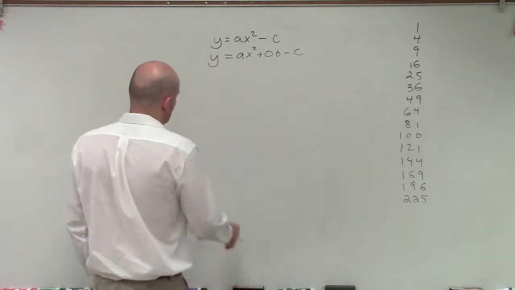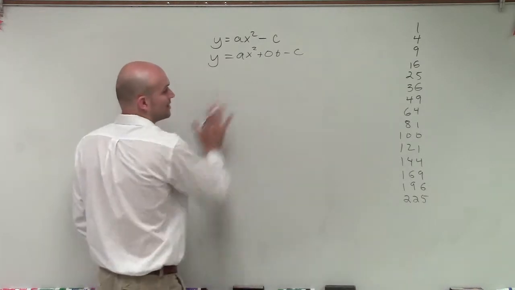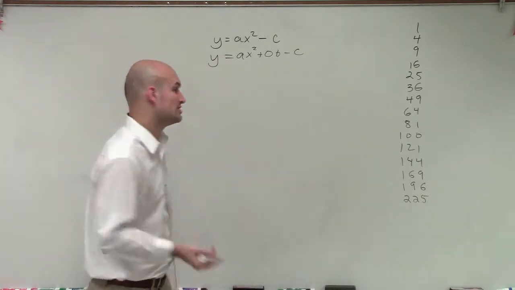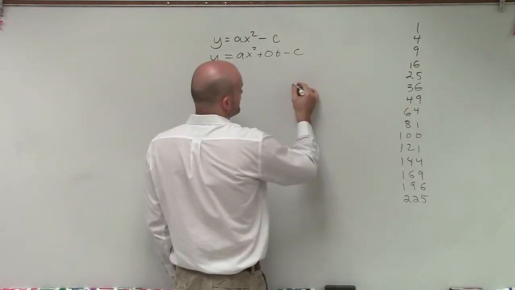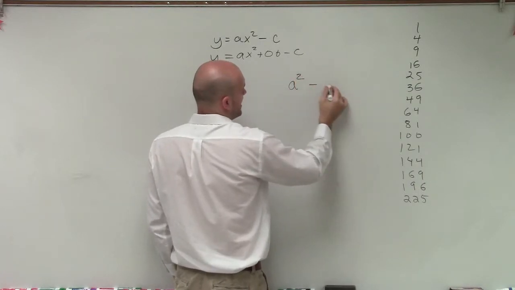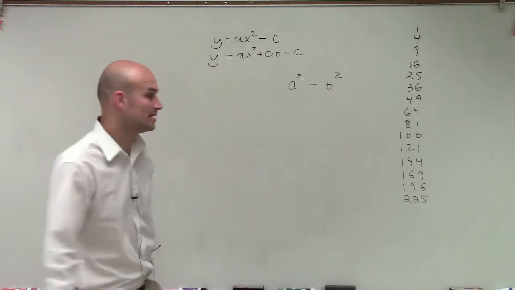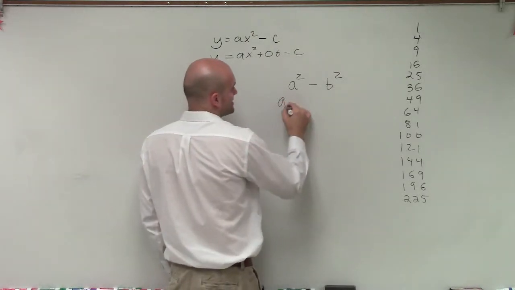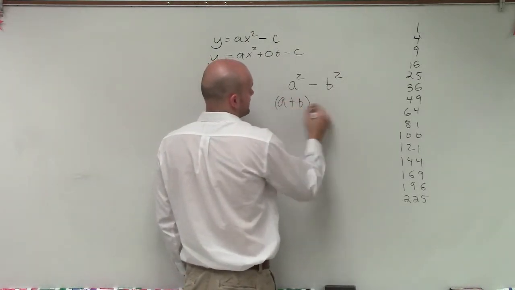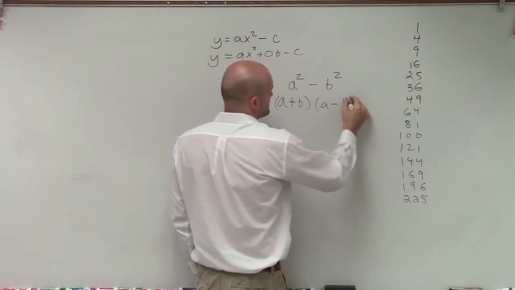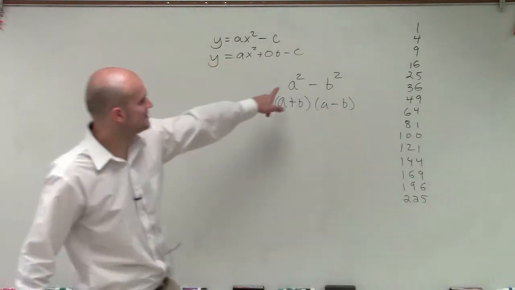Well, there's a couple ways that we can write this. And if you want to look at just a general form, I'll show this to you. A lot of times, difference of two squares is explained like this. If I have two terms, a squared minus b squared, therefore, this can be written as a plus b times a minus b.